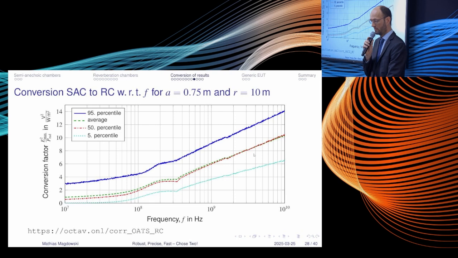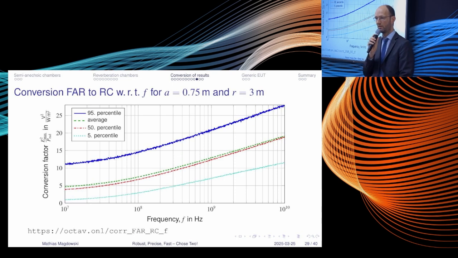Here these dips in the curve are due to the influence of the reflection on the ground plane. Here we have no ground plane, so there are no dips. And these different curves are the average value, the median value, and the statistical spread. So 90% of the values would be in this range.